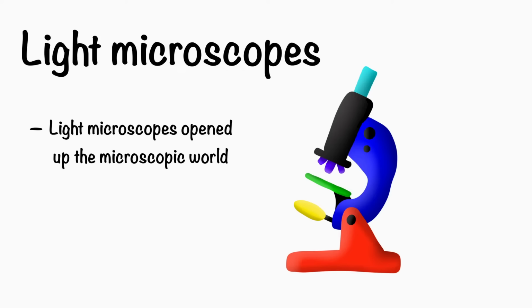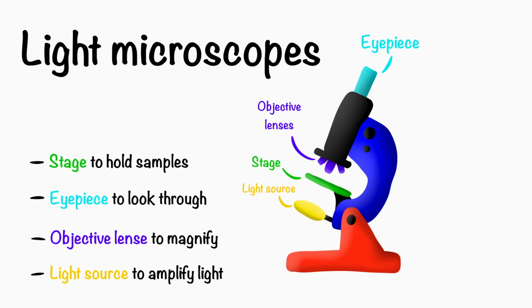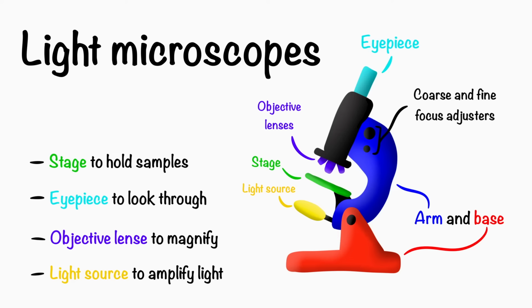Scientists first came to see individual cells with the help of light microscopes. The main components of a light microscope include the eyepiece, through which a person looks, objective lenses, which are involved in refracting the light to magnify the image, a light source, which amplifies the light entering the objective lens, a stage, which holds the sample or specimen, a coarse focus adjuster for big shifts in focus, and a fine focus adjuster for smaller shifts in focus. And finally, an arm and a base for the microscope.